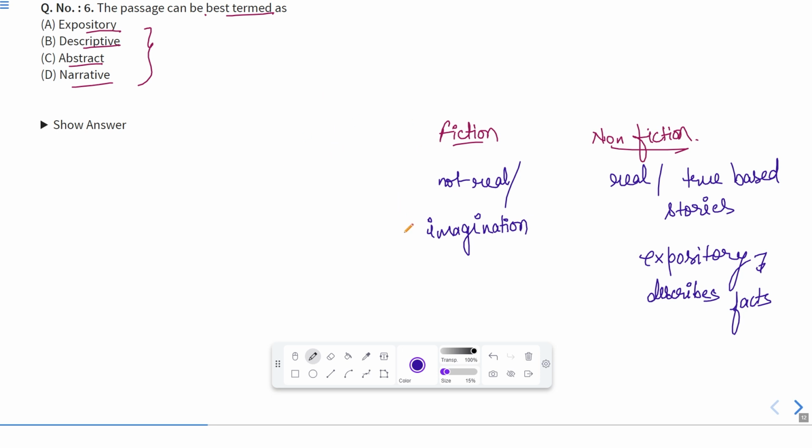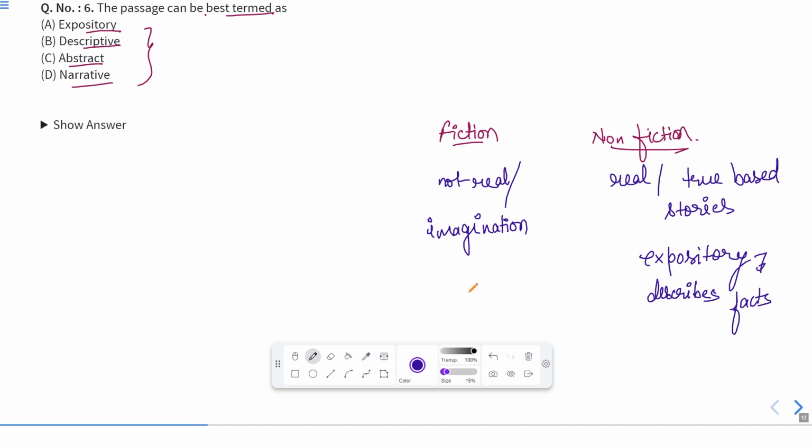Descriptive means when we are describing something. For example, there is a picture and we are making a picture composition of it, that is descriptive. Narrative means when someone is telling the story of a particular person, that is narrative. For example, once upon a time there was a cat living over there. So this is a kind of storytelling, and that is narrative. Abstract means something which cannot be touched, which cannot be seen, which can only be felt. So that is abstract, only for the emotions.